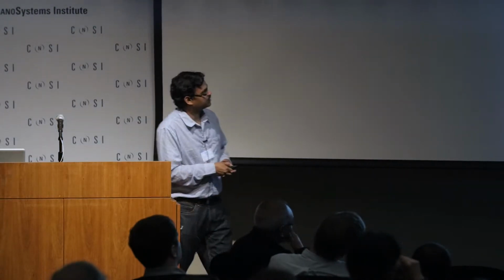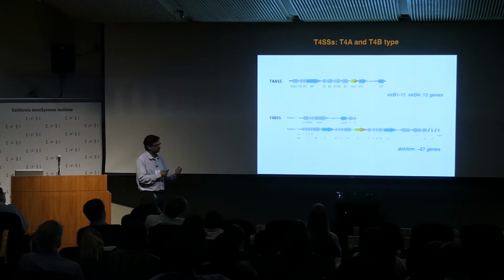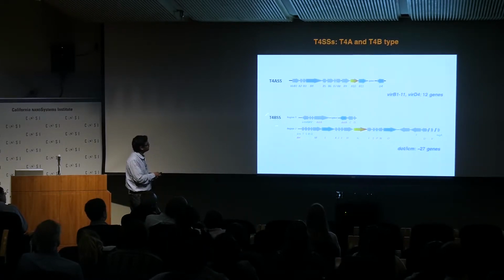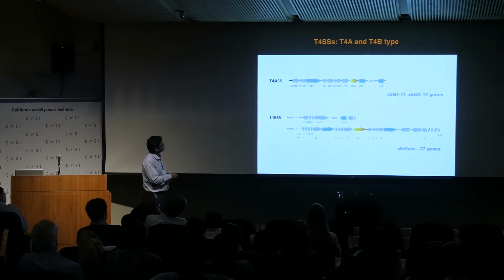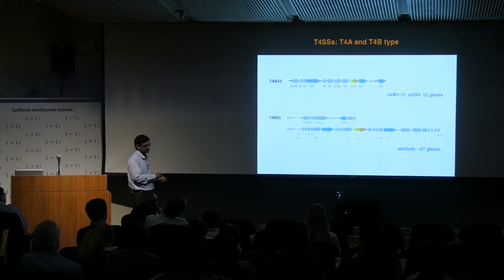If we just look at sequence and genetic organization, there are 2 different types of type 4 secretion system in terms of the number of components and the sequence: type 4A secretion system and type 4B secretion system. Type 4A secretion system has 12 components. These are VirB1 to 11 and VirD4. And type 4B secretion system, in contrast, has 27 components. So it's almost like twice as big.